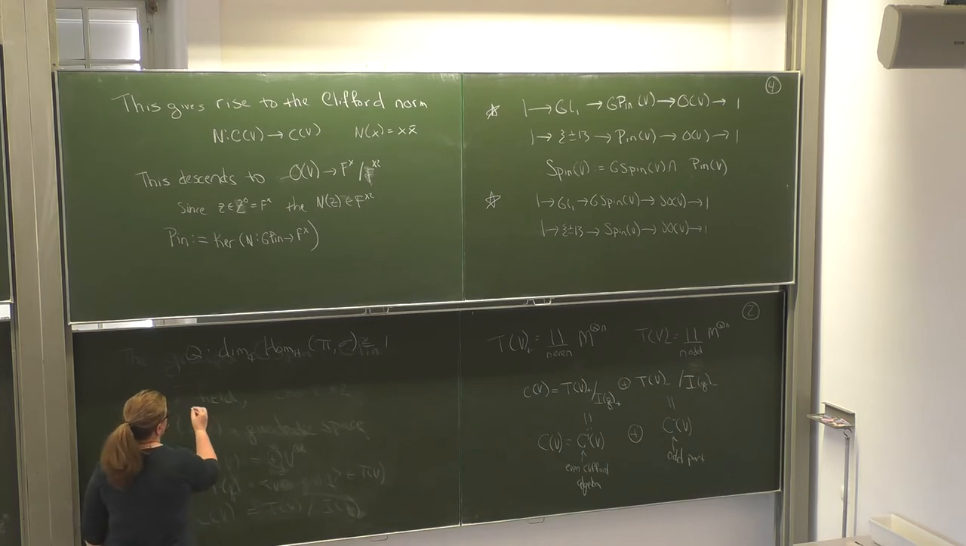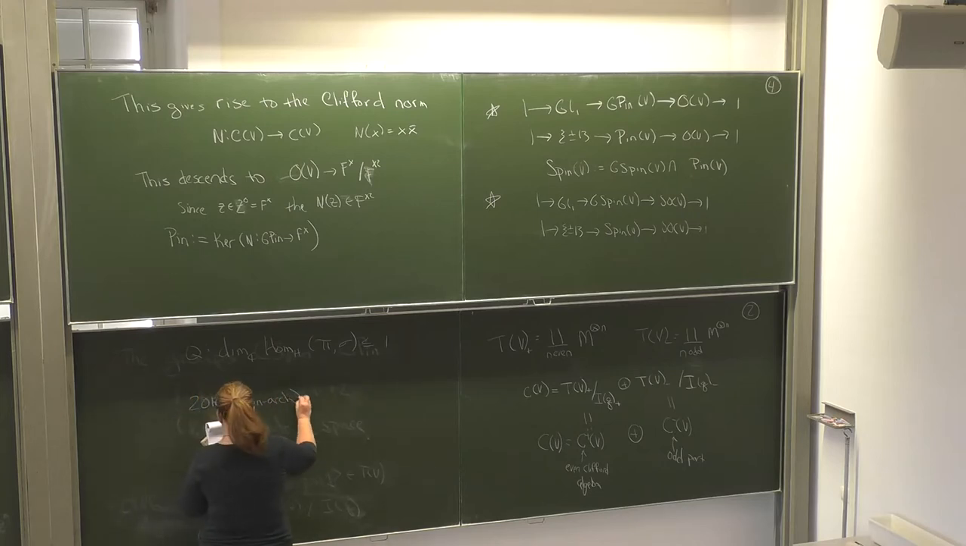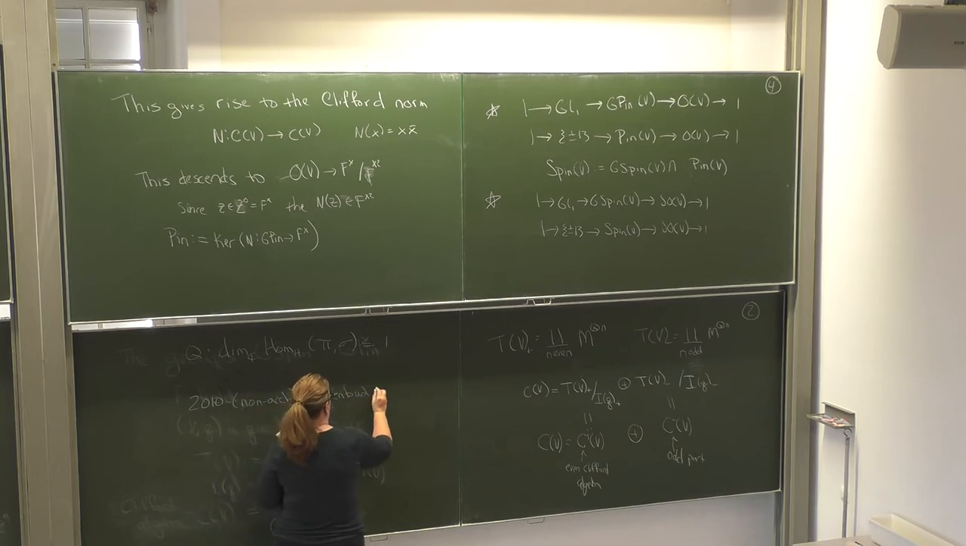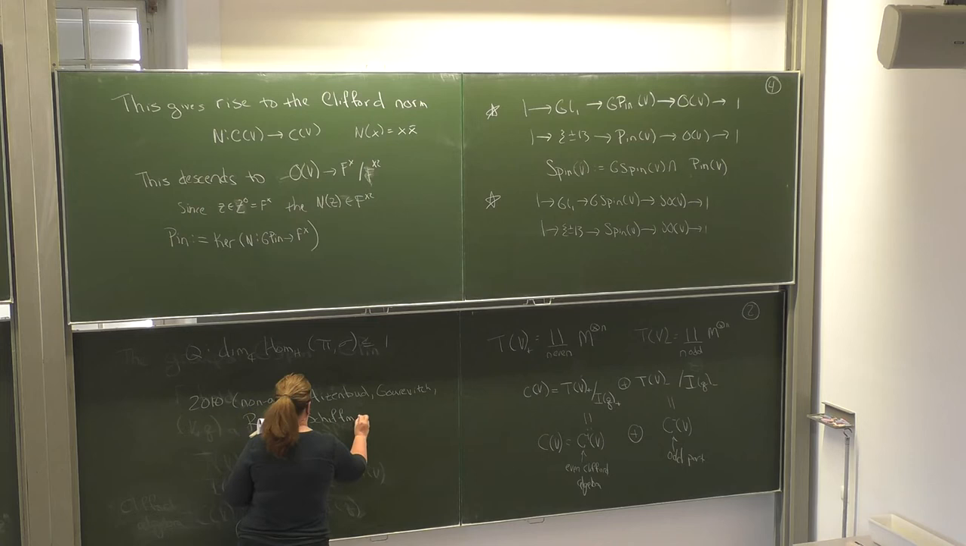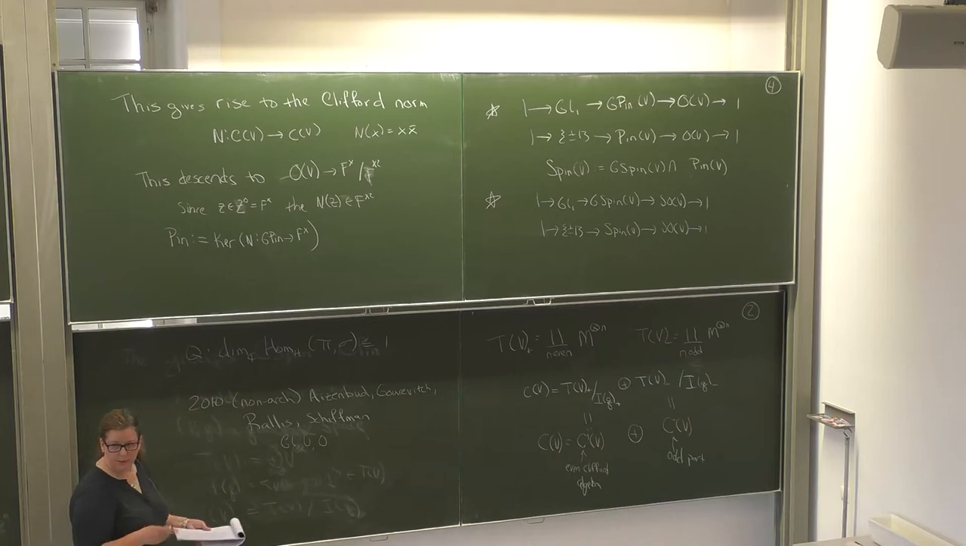So this question was answered in 2010 for the non-Archimedean case by Aizenbud, Gourevitch, Rallis and Schiffmann. This was for the general linear groups, the unitary groups, and the orthogonal groups. So I mean GL_n+1 and GL_n and so forth.